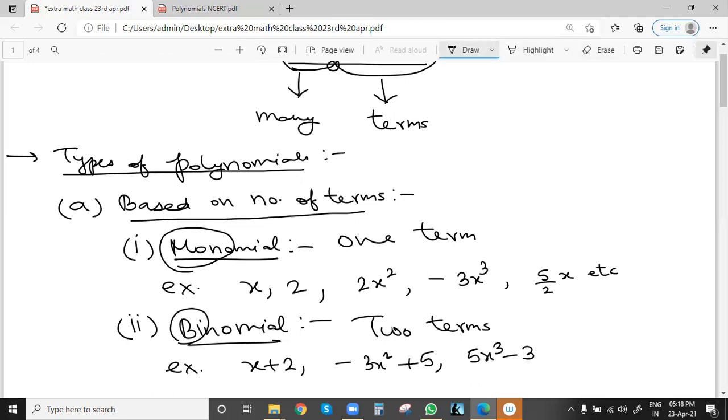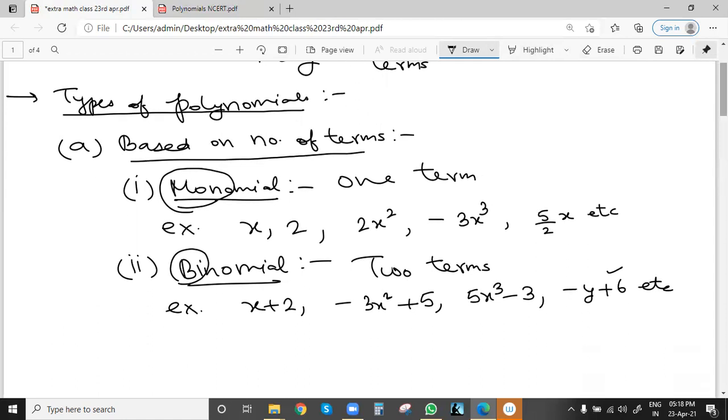Let me write one more example: minus y plus 6. It is a polynomial having two terms, so a binomial, and it can be in any variable, like y, x, t, u, v. Third type is trinomial. As the name says, tri means three, so three terms.